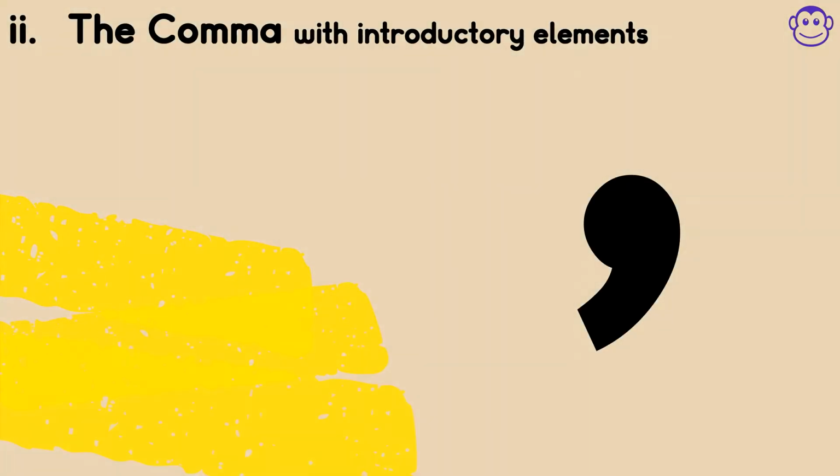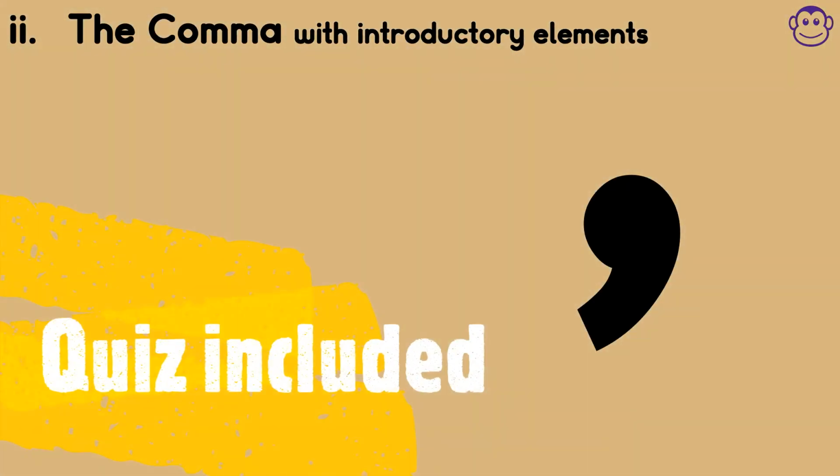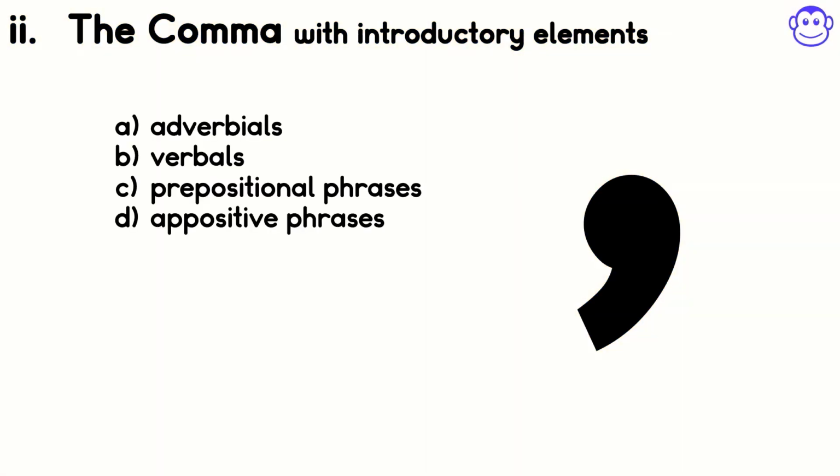In this video, we're going to look specifically at the use of commas with introductory elements. An introductory element is any word, phrase, or clause that precedes the main clause of a sentence. We will break the video into 4 parts: adverbials, verbals, prepositional phrases, and appositive phrases.